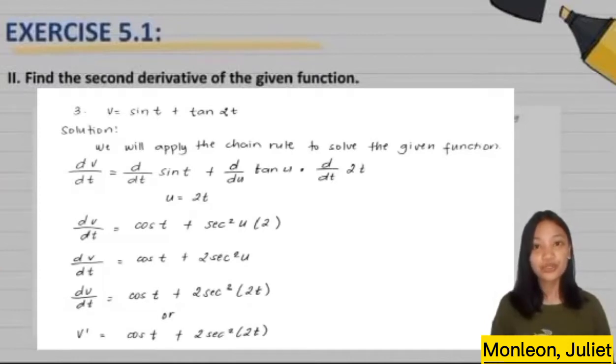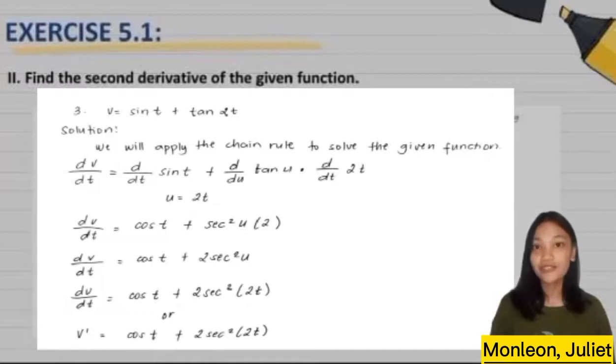We know that the chain rule states that the derivative of y with respect to x is equal to the derivative of y with respect to u, multiplied by the derivative of u with respect to x. So, the solution of the given function is as follows. The derivative of v with respect to t is equal to the derivative of sine of t with respect to t plus the derivative of tangent u with respect to u multiplied by the derivative of 2t with respect to t. Remember that u is equal to 2t.